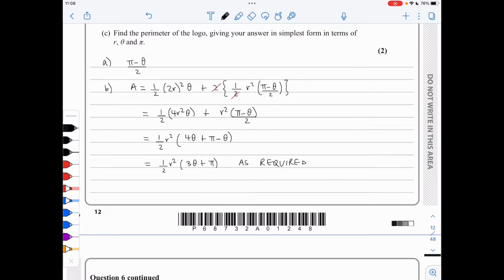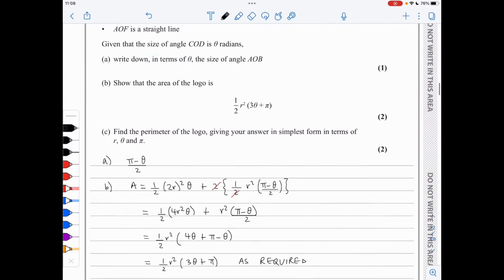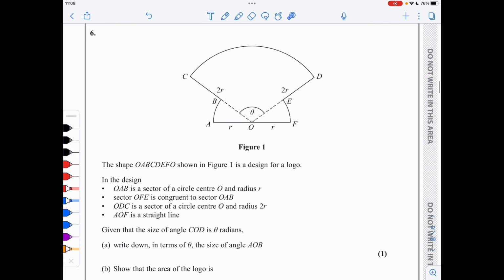Then in part C, we need to find the perimeter of the logo, giving our answer in simplest form in terms of r, theta, and pi. Well, the perimeter will simply be the length of the arc here twice, because we've got the identical part here. The bigger arc, which is this one here, and then we need to add up the straight line parts, this, and this. Now, obviously, AF is 2r. ED is r, this is r, and we also know that the length of the arc is r theta when theta is in radians.